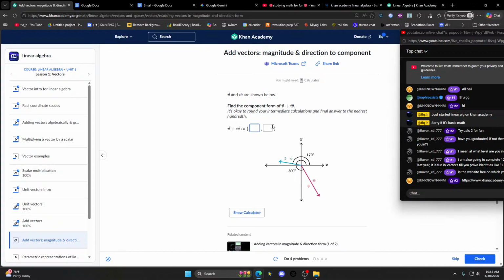Alright, V and W are shown below. Okay. Wait, but how many units is it? Okay. V plus W, they don't even give the y value. Wait, am I just an idiot? See, they don't teach me this. They taught me something similar, but not this.